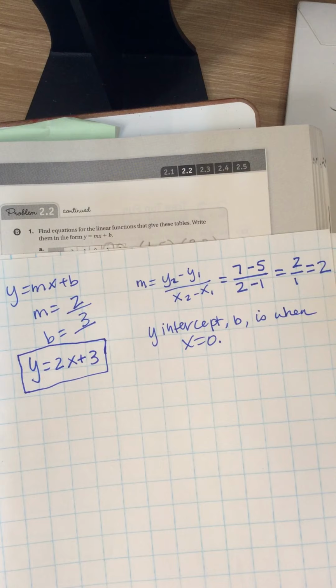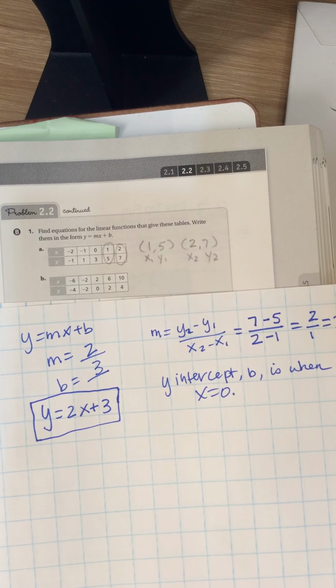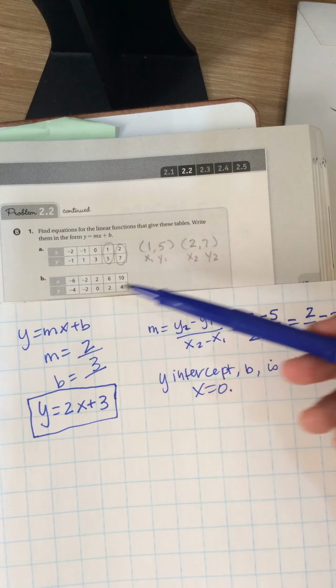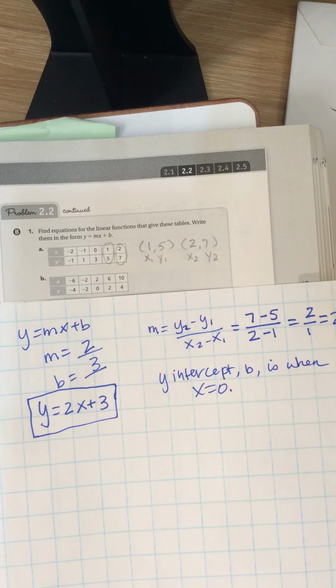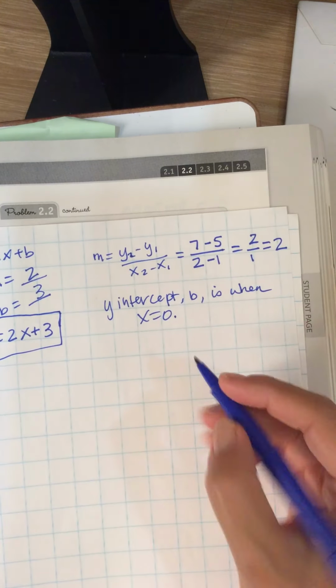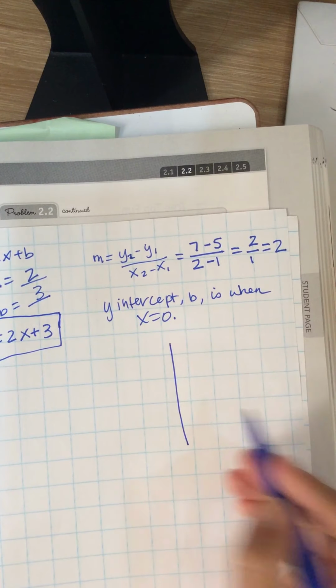Now I want to point out, they don't always give you where the x is equal to 0 and what the y is. If you look at the second one, they don't. So how can you figure out where the y-intercept is? So I want to give you another way to do that. The other way you can do that is you can graph. So let me graph real quick.